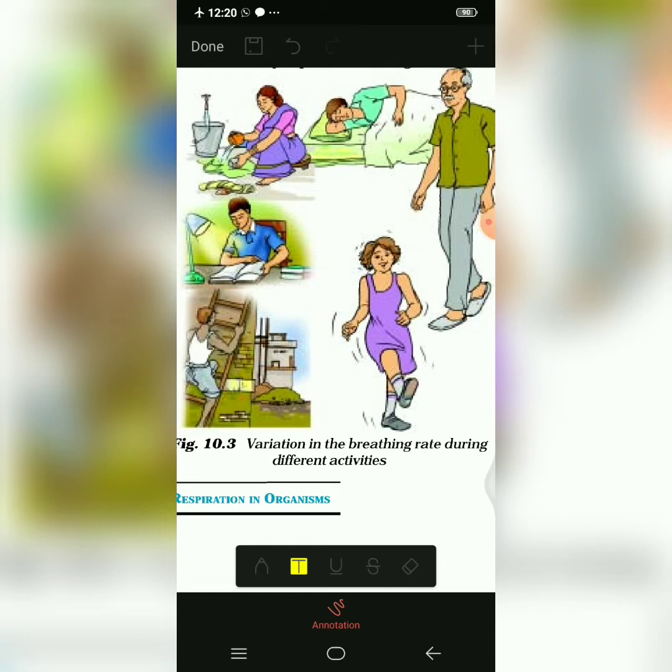To remain healthy, what do we need? Yes, we need food. Proper type, proper amount and at proper time. What do we get from food? We get energy. The food has stored energy which is released during respiration. Yes, we have been discussing respiration in organisms, chapter 10.